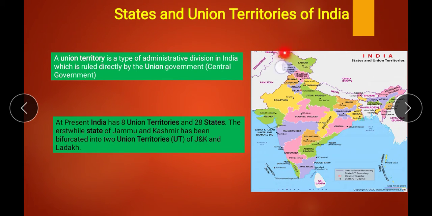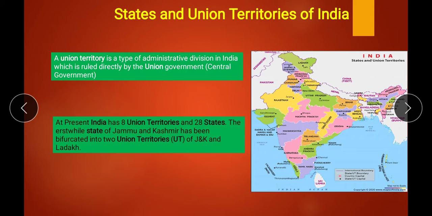Before the bifurcation of Jammu and Kashmir, there were 29 states, but in the present time, how many states? Because this state converted into 2 UTs, 29 minus 1 is 28. The total number of UTs is 8.